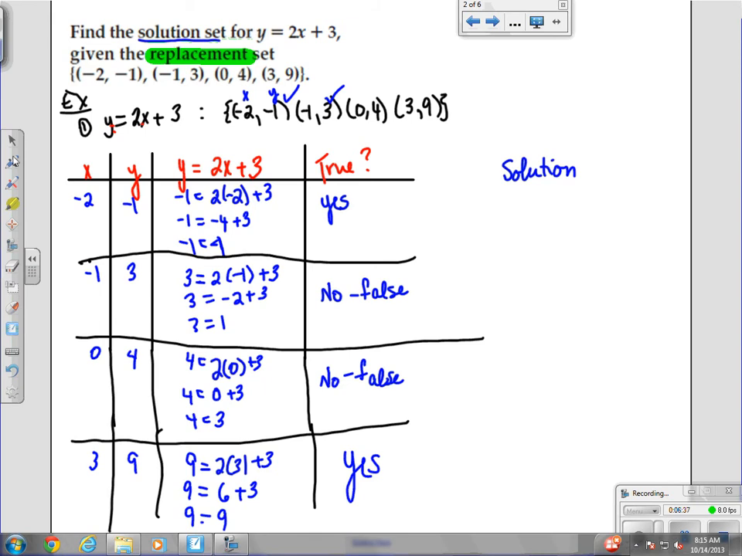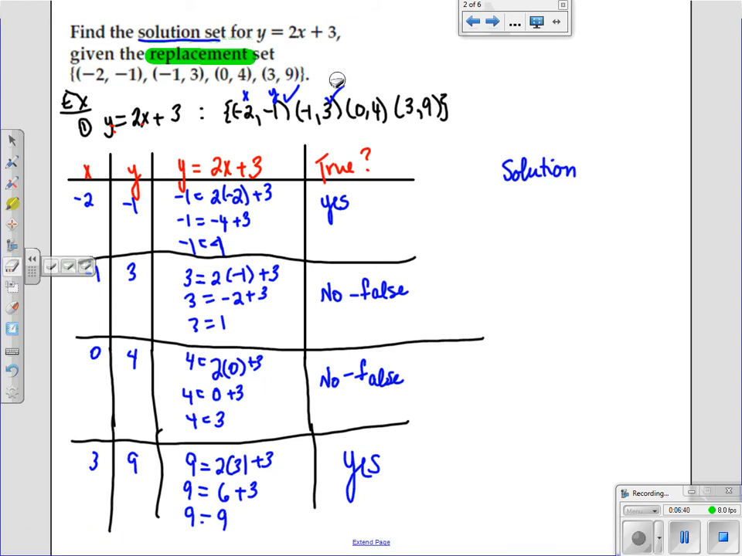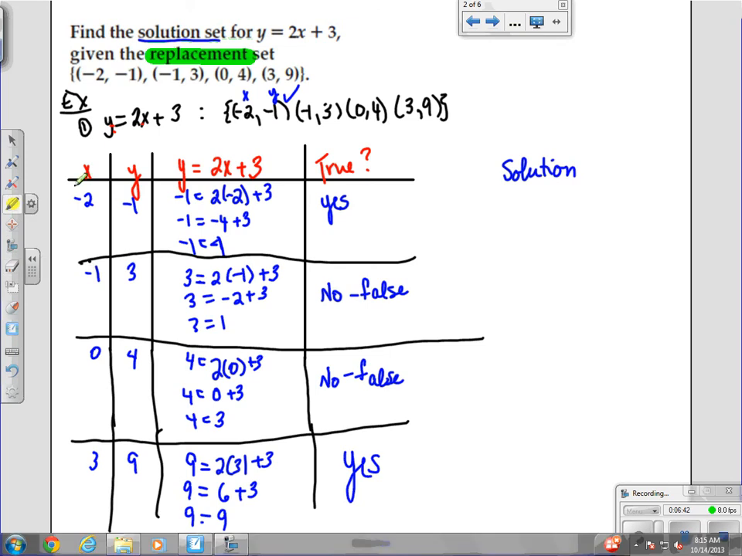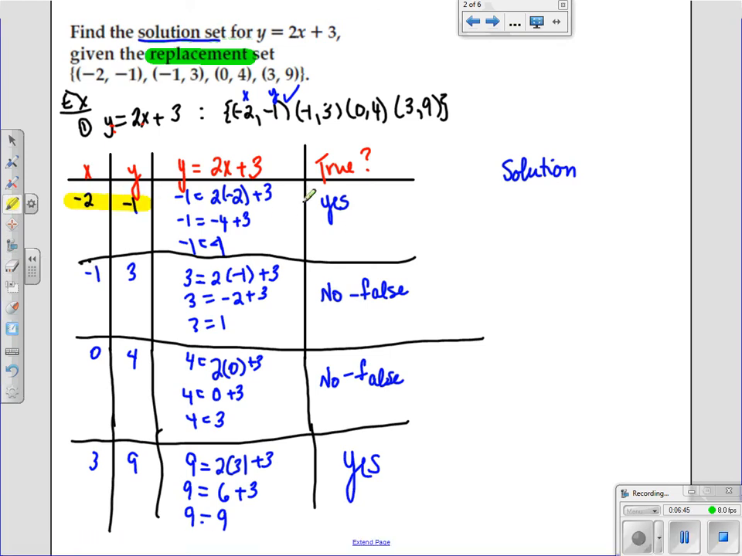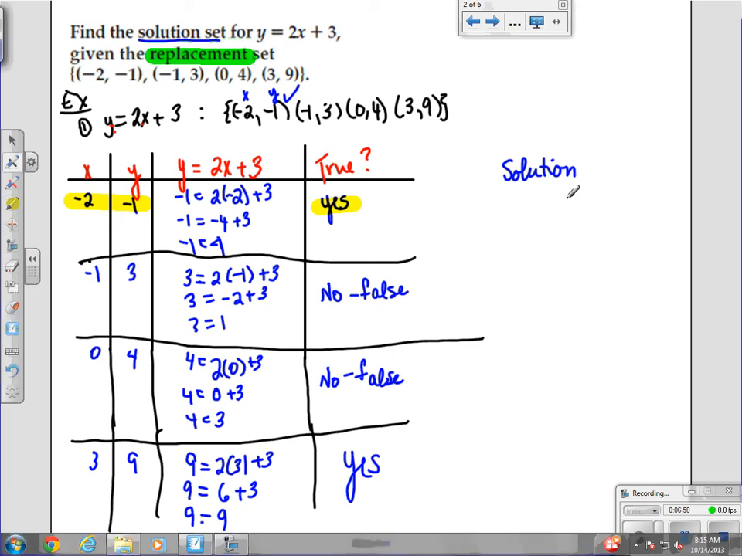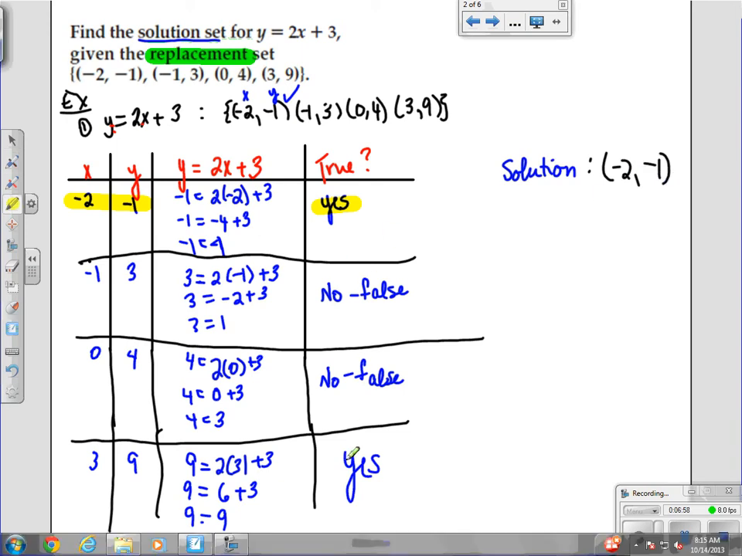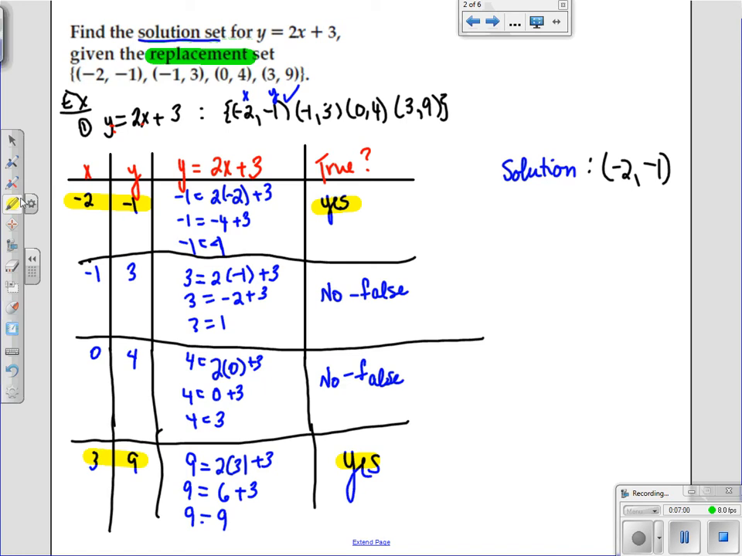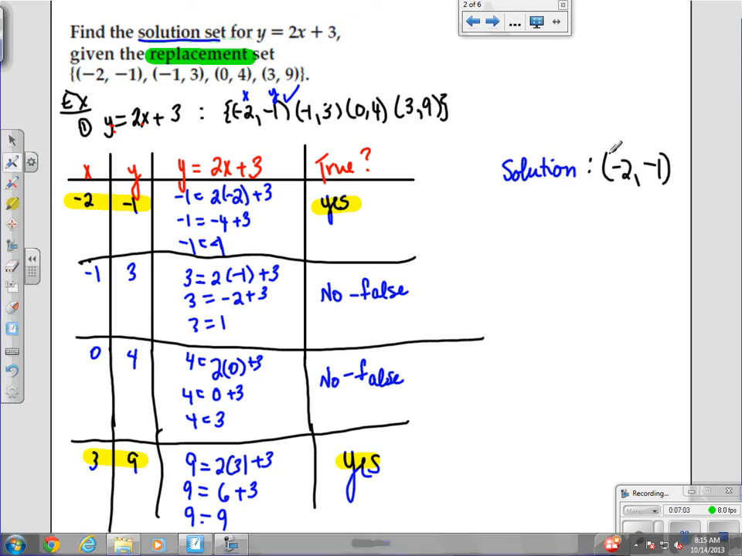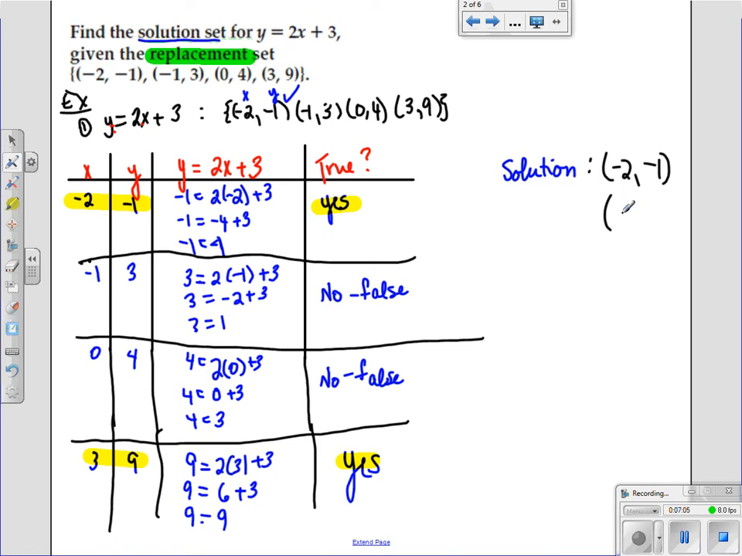So if I come up right here and say the first ordered pair, -2, -1 was a yes. So that was a solution. So -2, -1. And also the other one that gave me a yes was 3, 9. So the solution set for this one would be -2, -1 and 3, 9, because these two were the only two ordered pairs that worked.